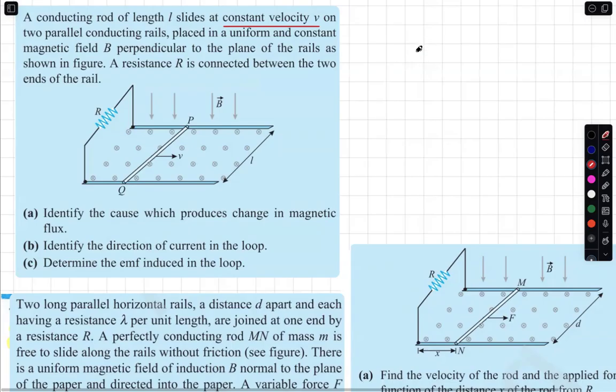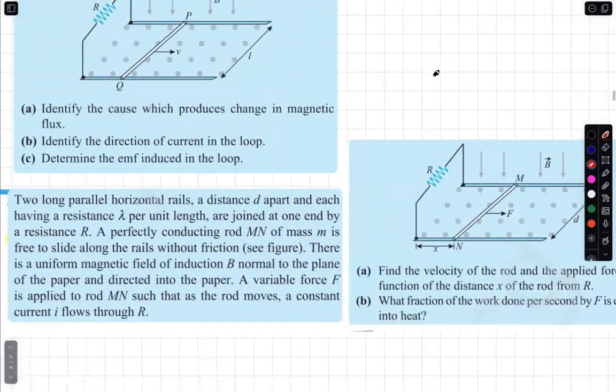So actually, from my perspective, the circuit is like this. This EMF is BVL and this is resistance R, right? Identify the direction of the current in the loop. Undoubtedly, this is how the direction of the current is. EMF induced in the loop, E is equal to BVL. That's all. Current is BVL by R.